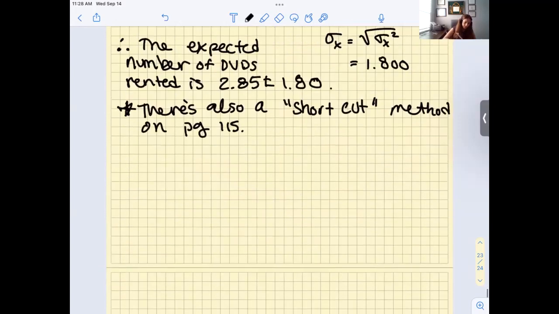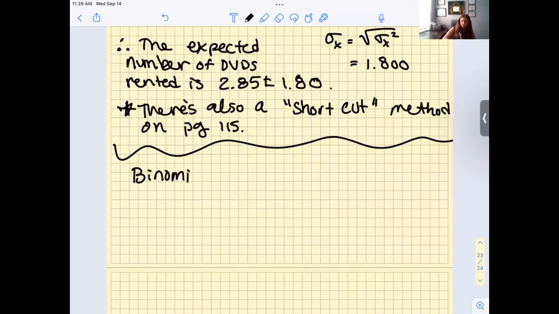Okay. So there is something called a binomial experiment. So using your word parts, what do you think binomial means? Numbers. Two numbers. Very good.